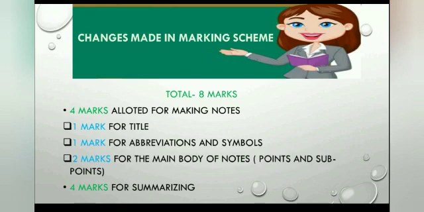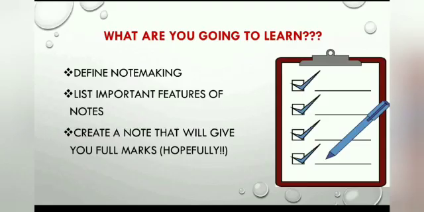Now for making notes, you will get 1 mark for a suitable title, 1 mark for using proper abbreviations and symbols, and 2 marks for the main body of notes, that is, if you write all the points and sub-points correctly.